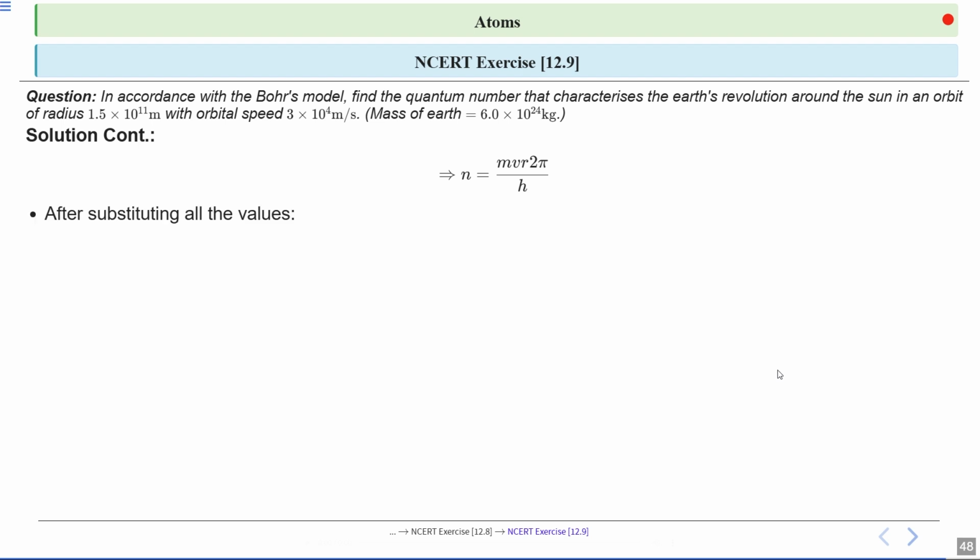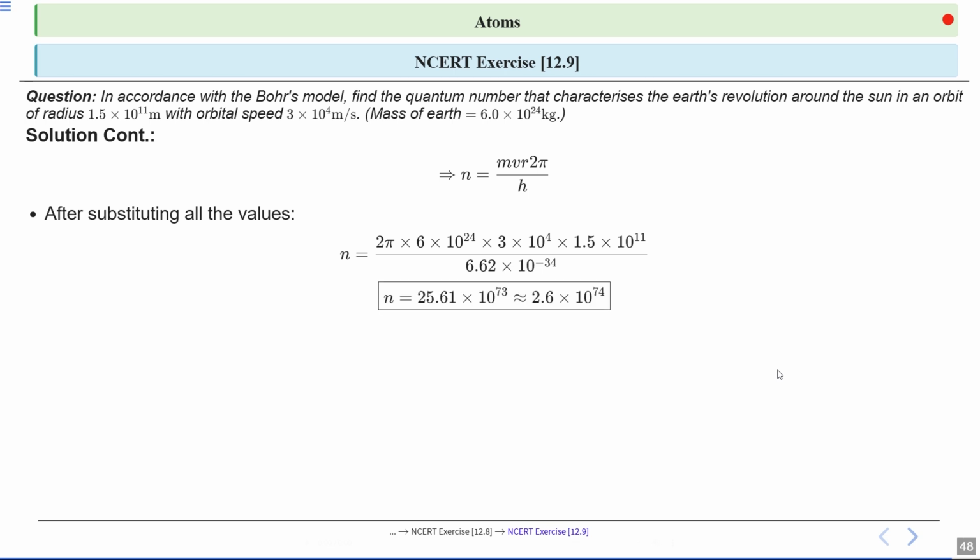Now let's substitute the values given in the question into our formula. We will use m equal to 6 times 10 to the power 24 kilograms, v equal to 3 times 10 to the power 4 meters per second, r equal to 1.5 times 10 to the power 11 meters, and h equal to 6.62 times 10 to the power minus 34 joule seconds. So after plugging in the values, we get n equals 2 pi times 6 times 10 to the power 24 times 3 times 10 to the power 4 times 1.5 times 10 to the power 11, all divided by 6.62 times 10 to the power minus 34.